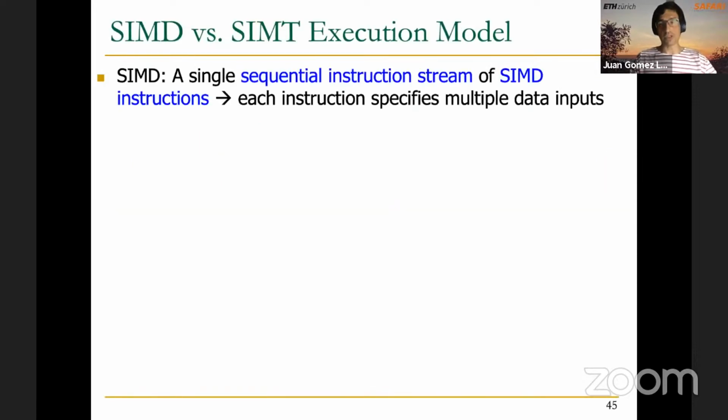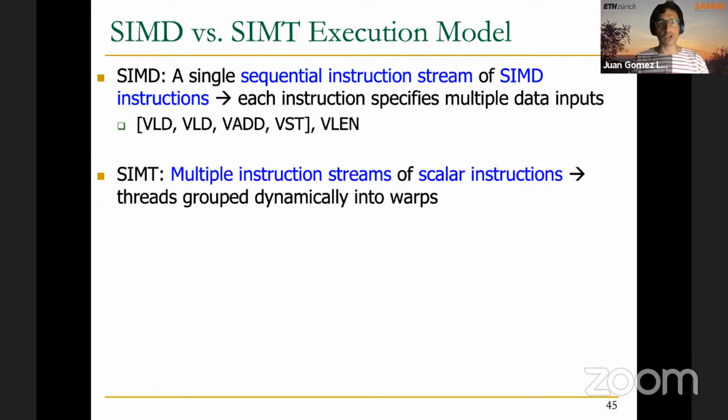So what's the difference, again, between SIMD and SIMT? Let's recap on this. In SIMD, we have a single instruction stream of SIMD instructions. We use vector instructions or we use SIMD instructions. In SIMT, we have multiple instruction streams, multiple threads, executing scalar instructions, and then the hardware groups these threads and creates the warps. That will be kind of the vector instructions that are executed on the SIMD engine.